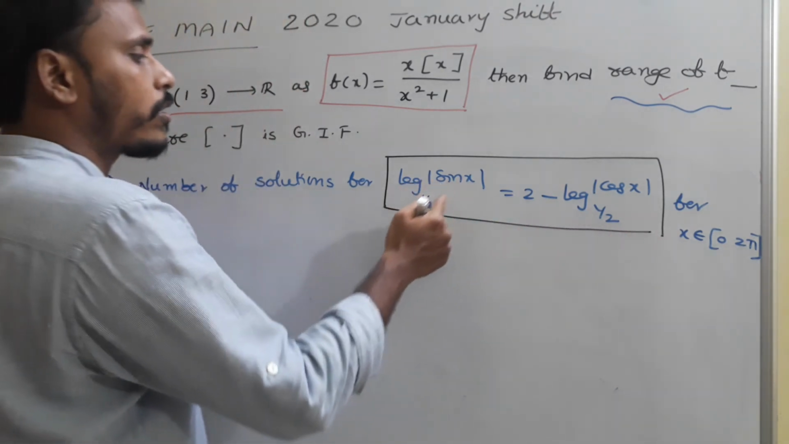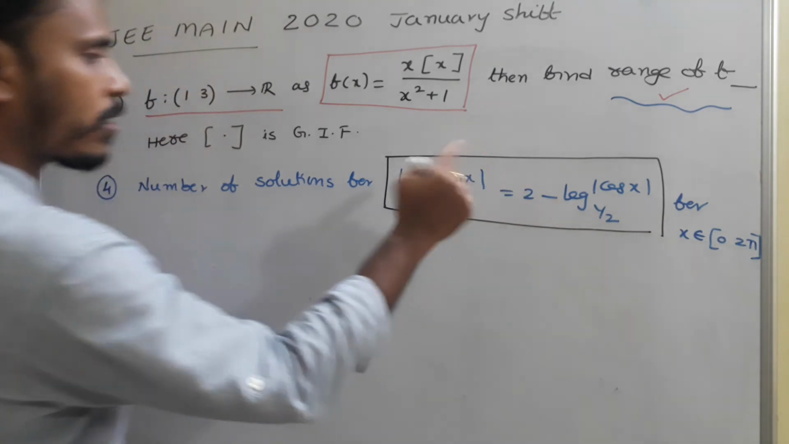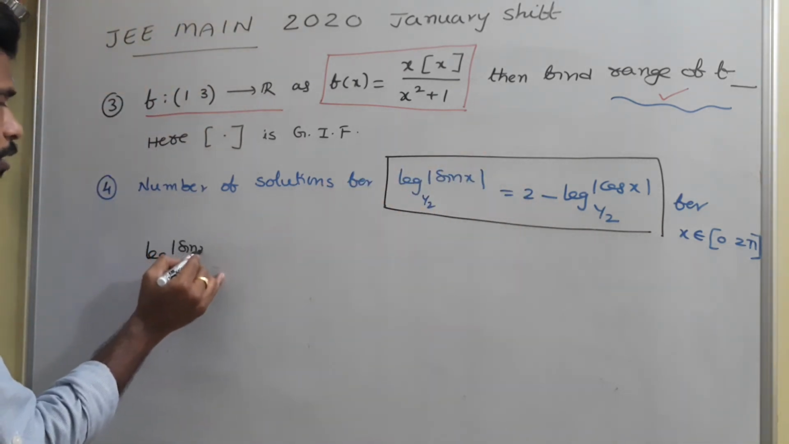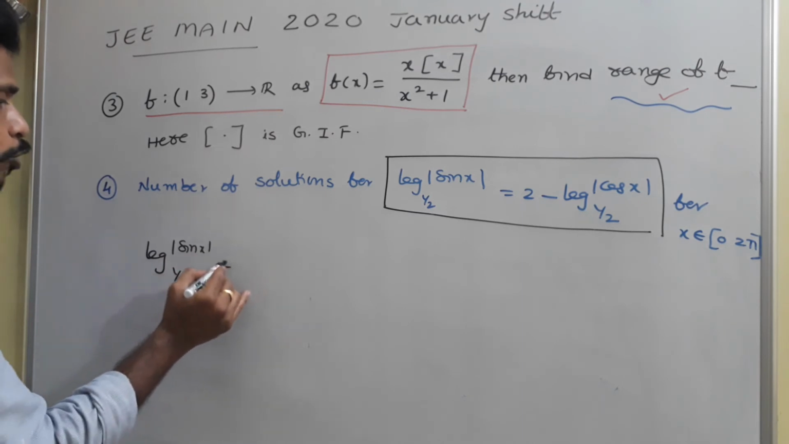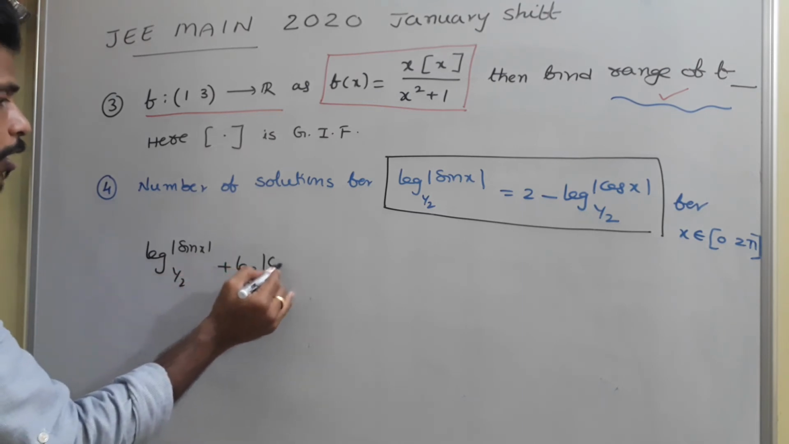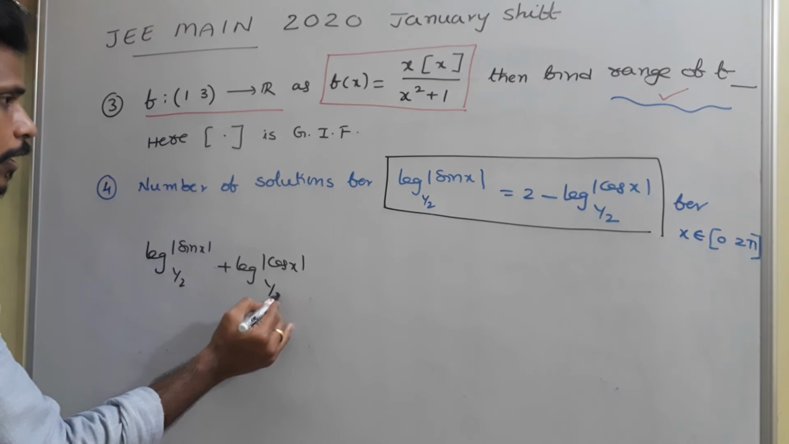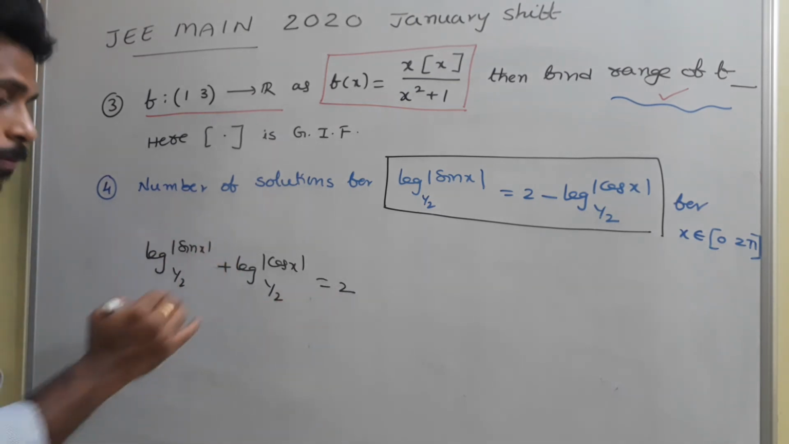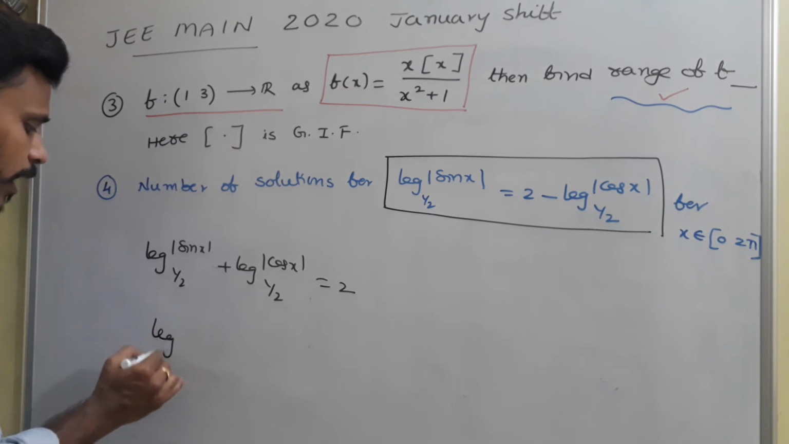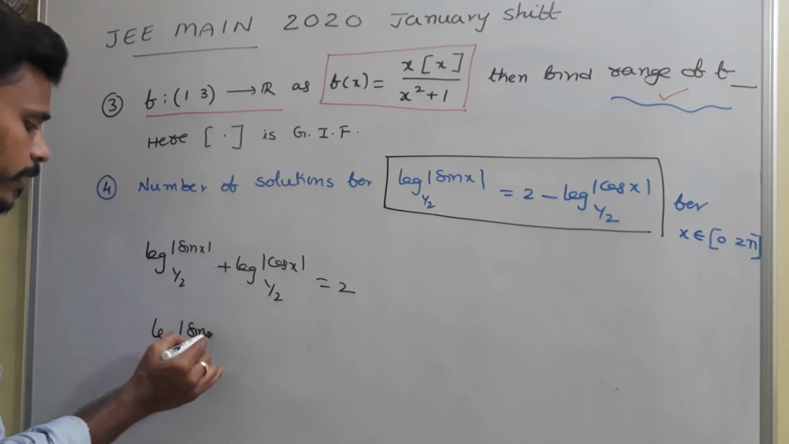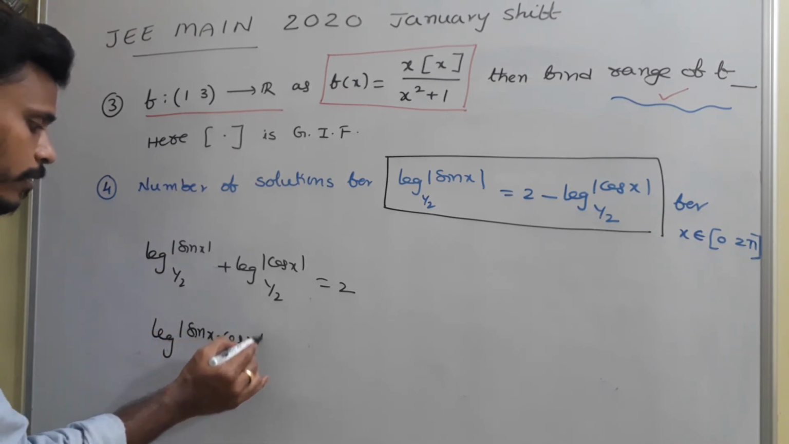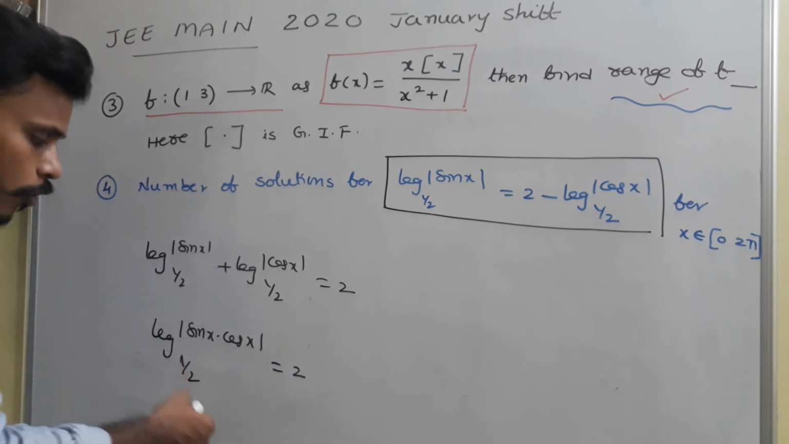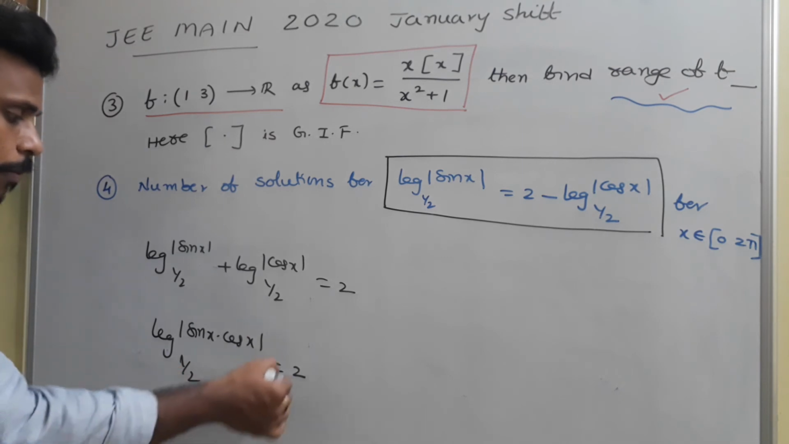This is log mod sin x base 1 by 2. This is log mod cos x base 1 by 2. Send it this side. It will become like this: log mod sin x base 1 by 2 plus log mod cos x base 1 by 2 is equals to 2. Log a plus log b is nothing but log ab. So we will write it like this: log mod sin x into cos x base 1 by 2 is equals to 2. So if you convert it into exponential form, send this 1 by 2 that side.